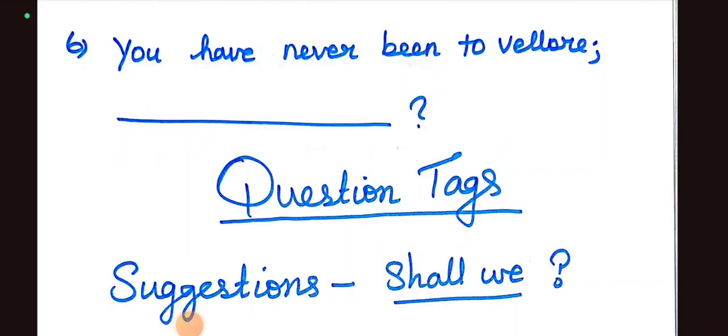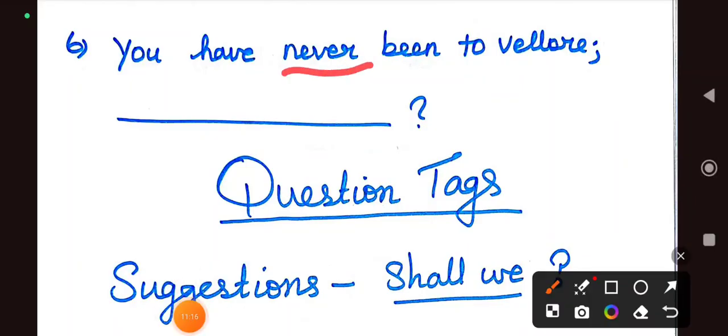Sixth question. You have never been to Vellore. See, this never is a semi-negative word. So the sentence is negative. So here we shall use a positive tag. So have you.